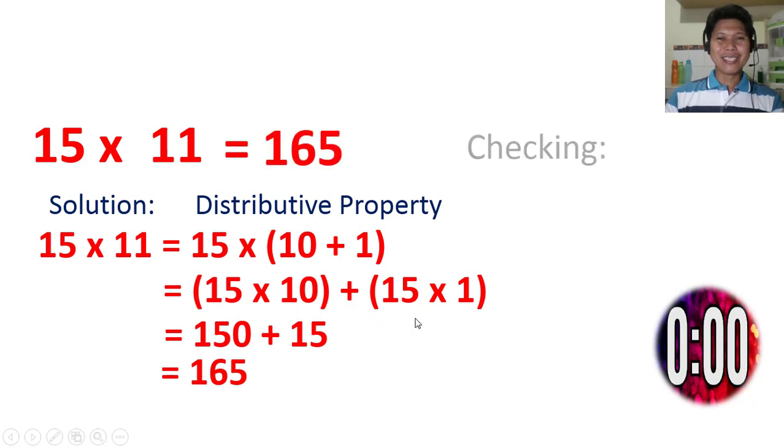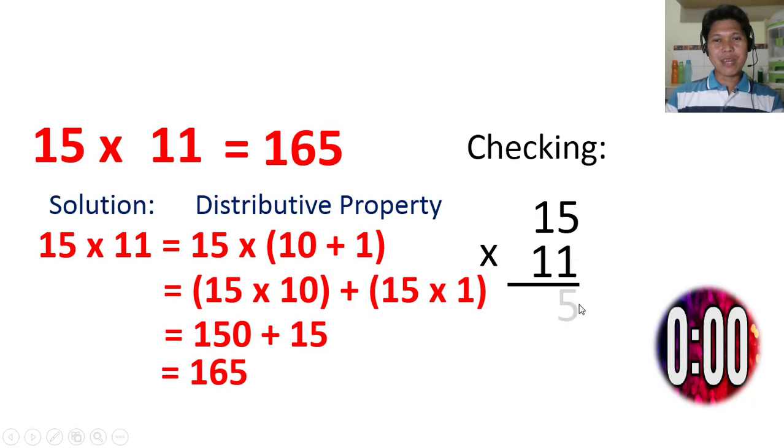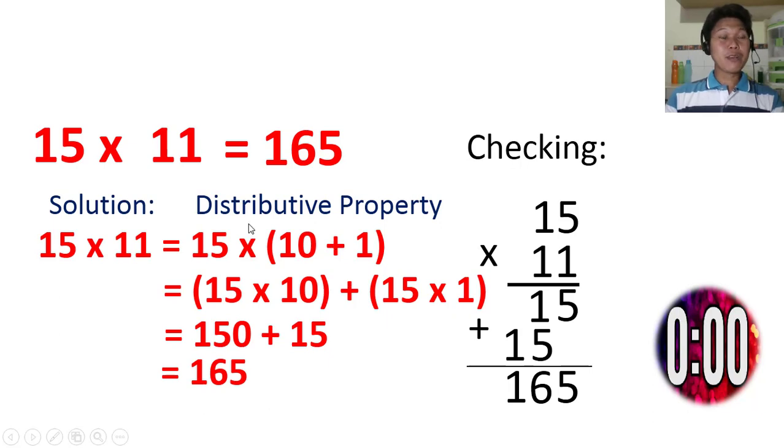Okay, so, let's have the checking. 1 times 5 is 5, and then 1 times 1 is 1. 1 times 5 is 5, and 1 times 1 is 1. And we add, this is 5, this is 6, and this is 1. Correct.